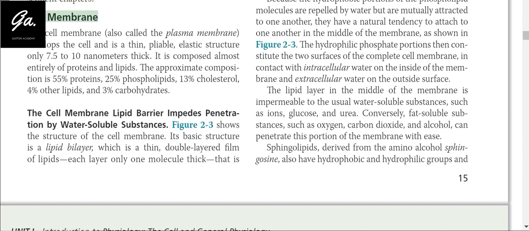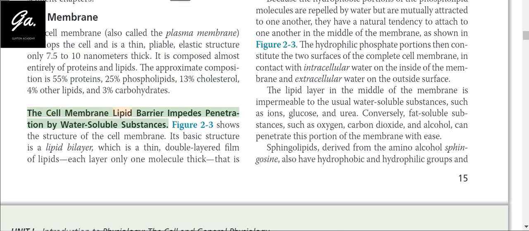Cell membrane. The cell membrane envelopes the cell and is a thin, pliable, elastic structure only 5 to 10 nanometers thick. It is composed almost entirely of proteins and lipids. The approximate composition is 55% proteins, 25% phospholipids, 13% cholesterol, 4% other lipids, and 3% carbohydrates.